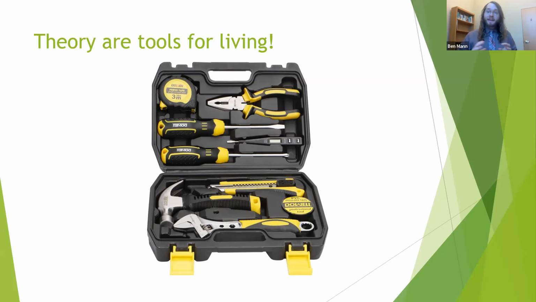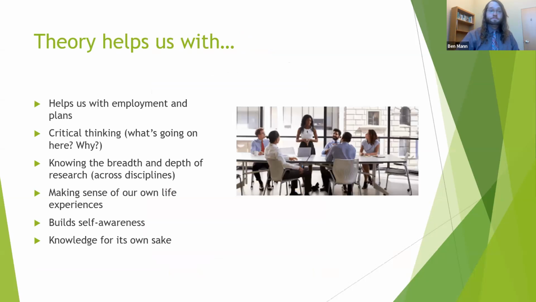Theory essentially provides us with ways of looking at and viewing the world, like a pair of glasses that can help us to understand and make sense of a lot of different experiences. Some of the ways that theory helps us can include with employment and plans, helping us if we're working in a group, figuring out PR, or a lot of different areas that communication becomes involved in. Critical thinking, right? Critical thinking is trying to understand what's going on here.